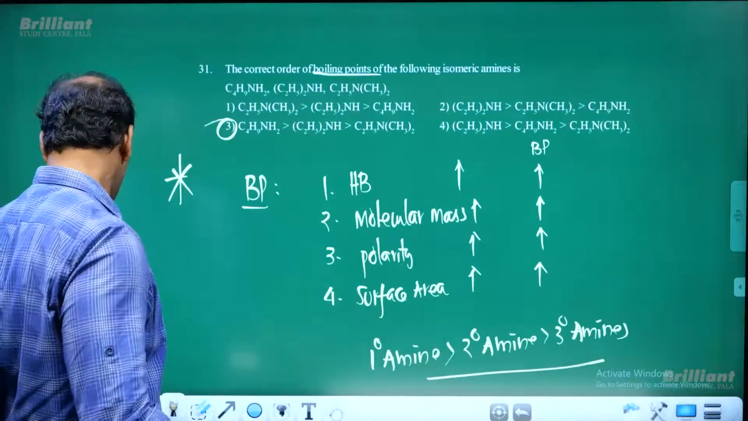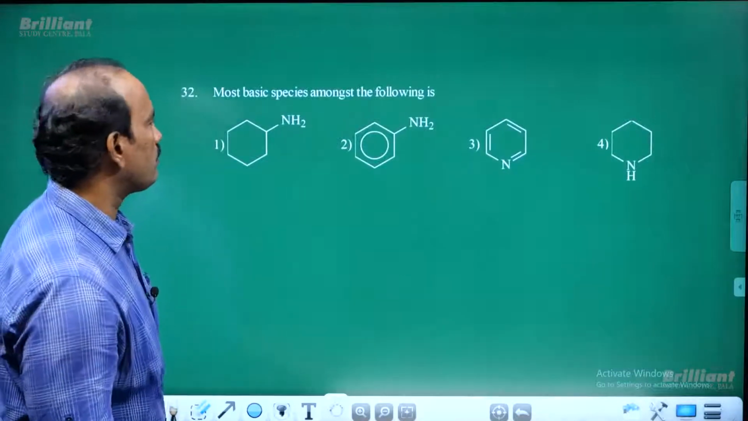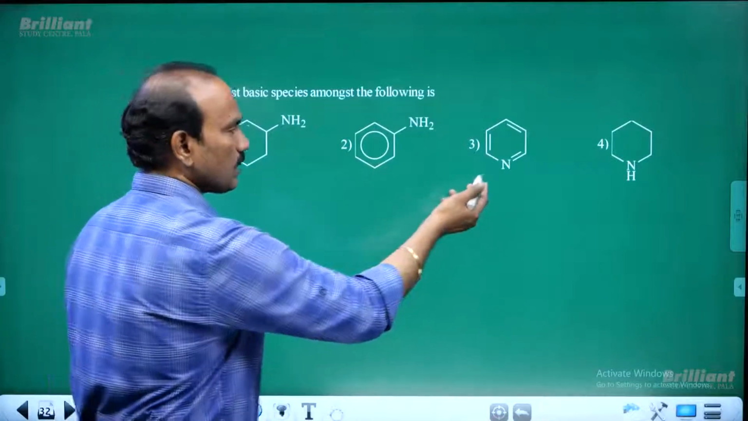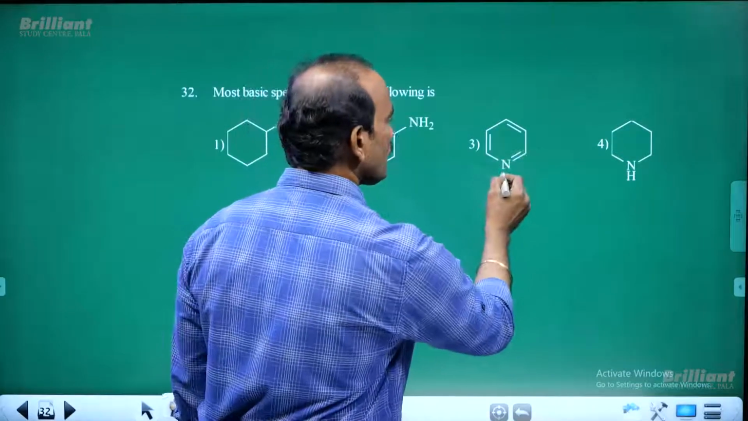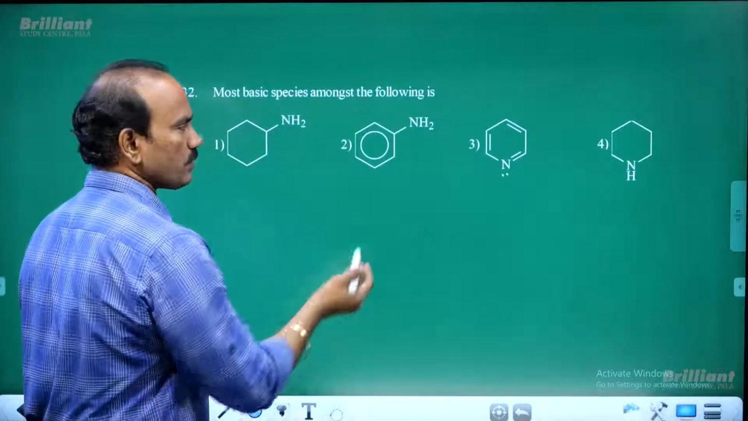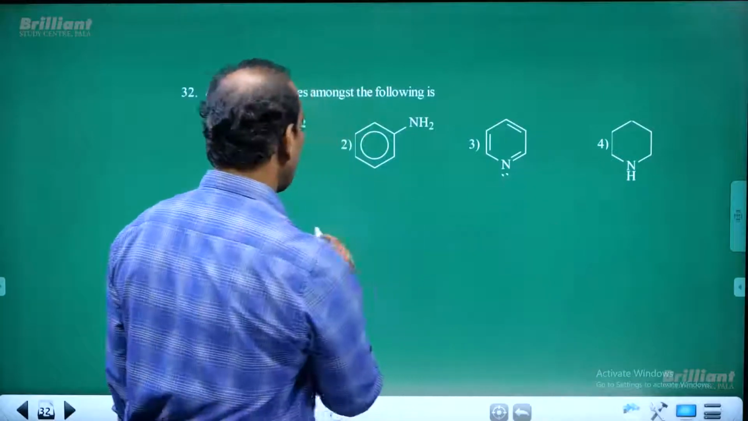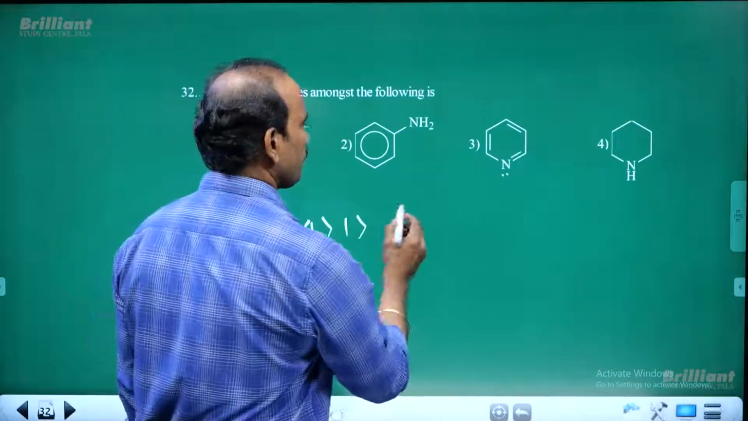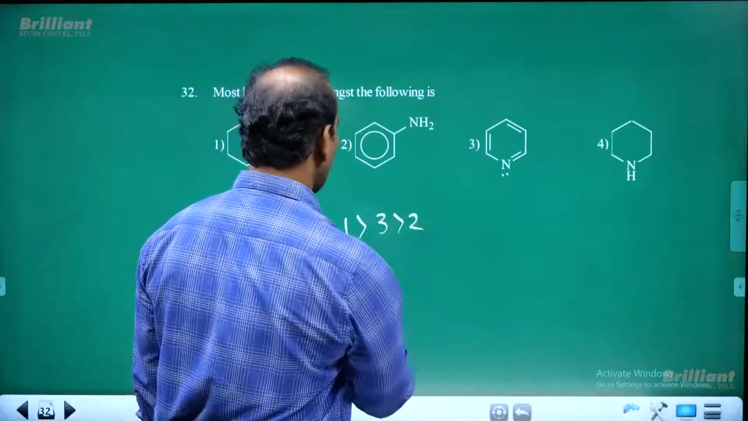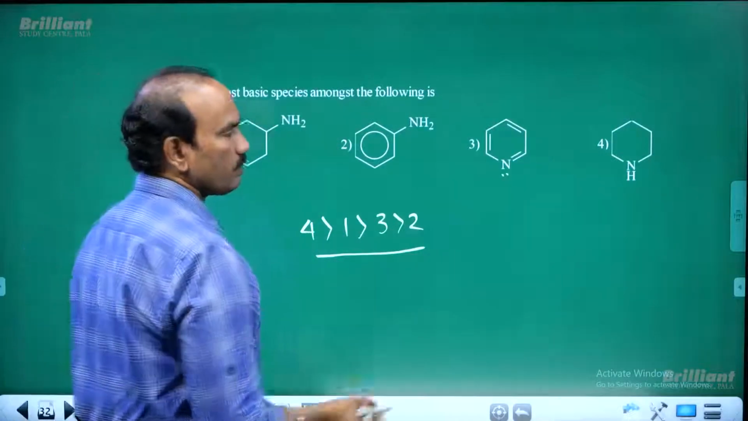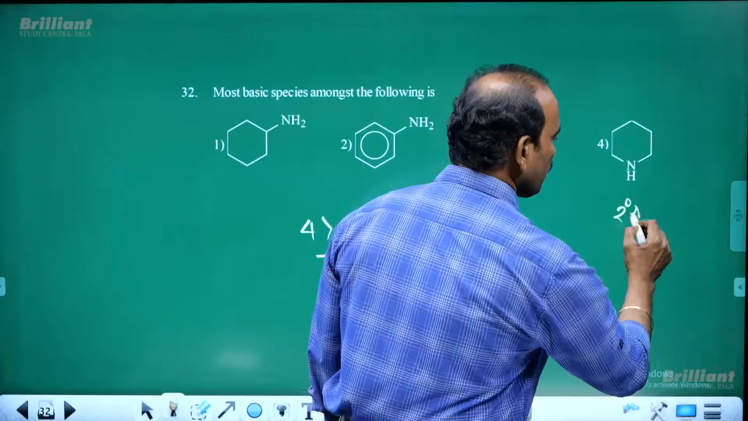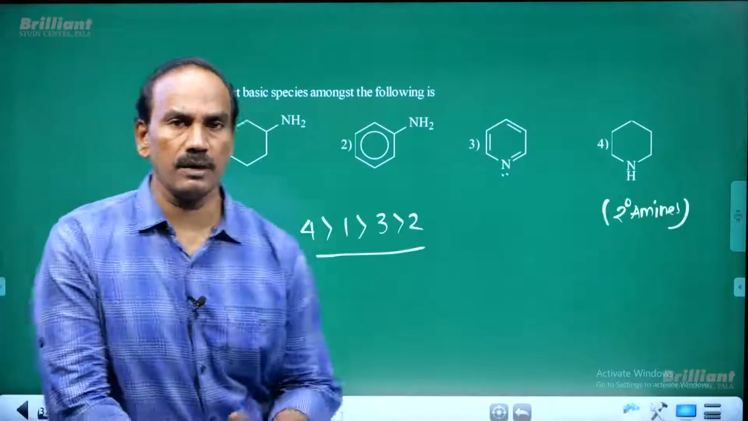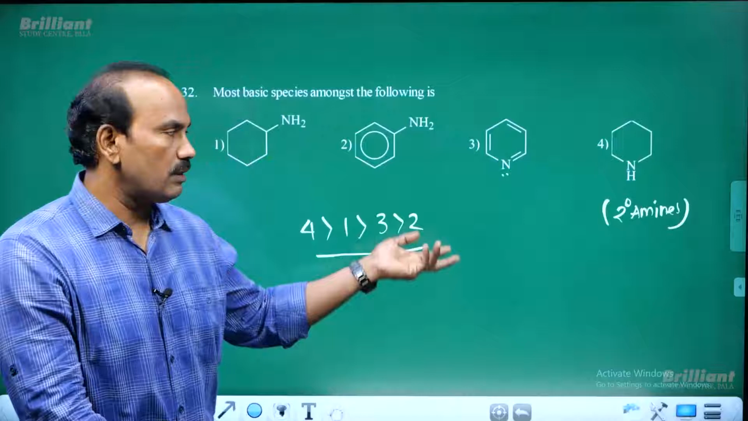Okay. The next one. The most basic. What is that? Previously you discussed it. This is aromatic, this also aromatic. In these two, the lone pair does not participate in the resonance. Here secondary, 4 greater than 1 greater than 3 greater than 2. So most basic is a secondary amine. Previously I gave guanidine, aliphatic, ammonia, aromatic. Okay.